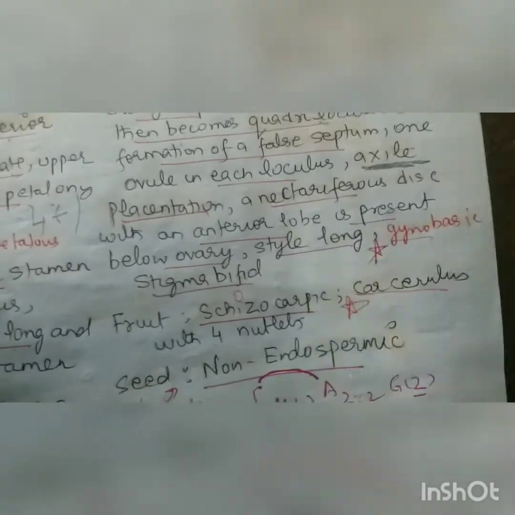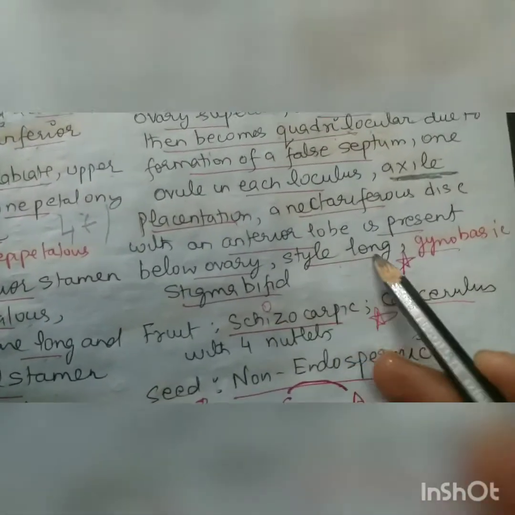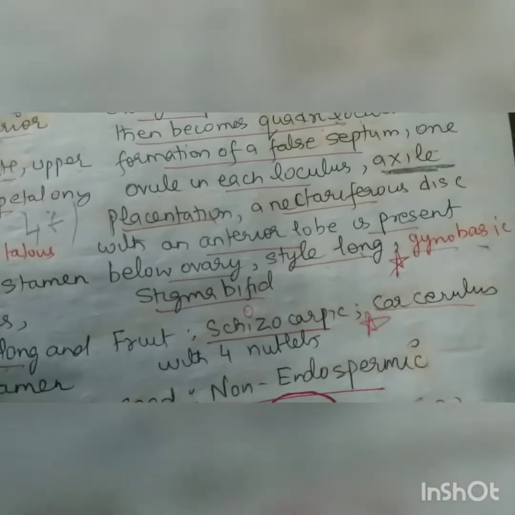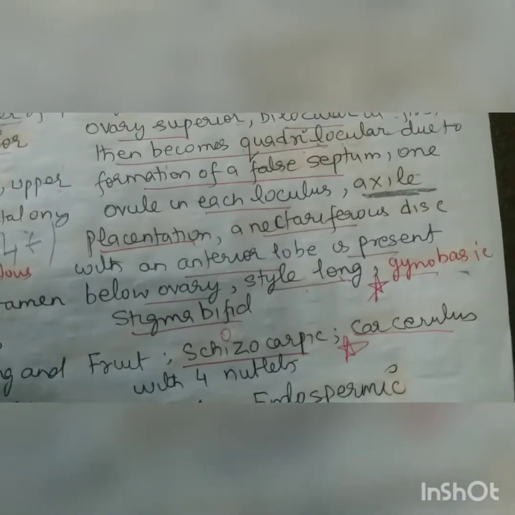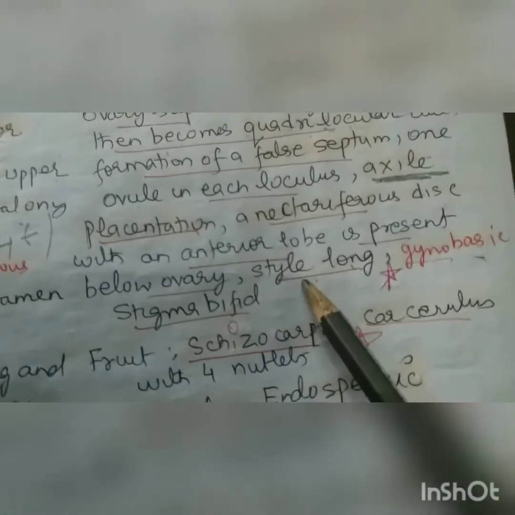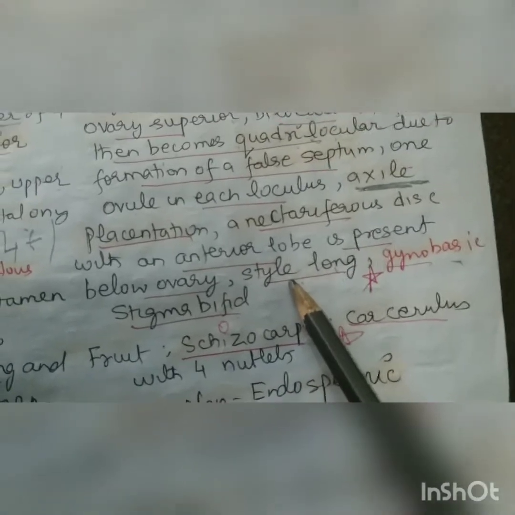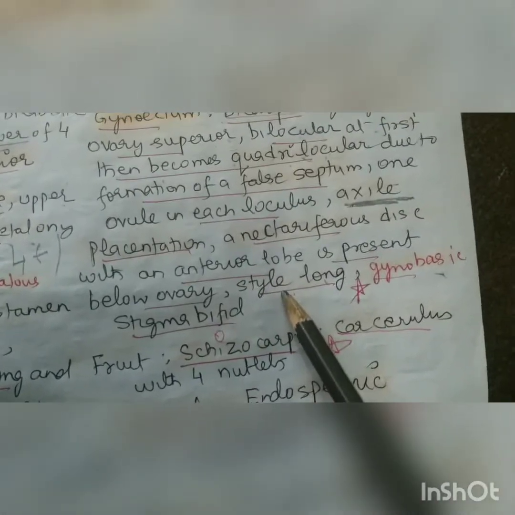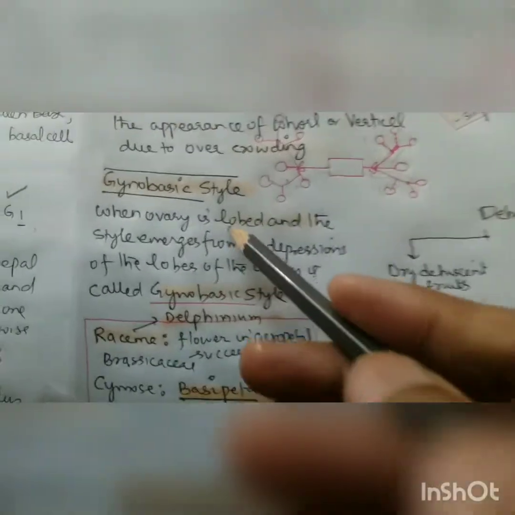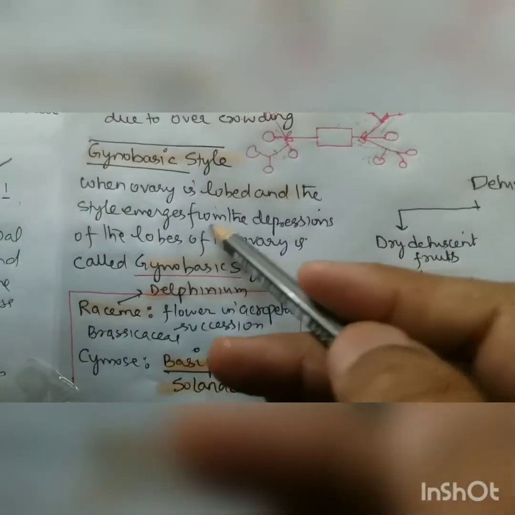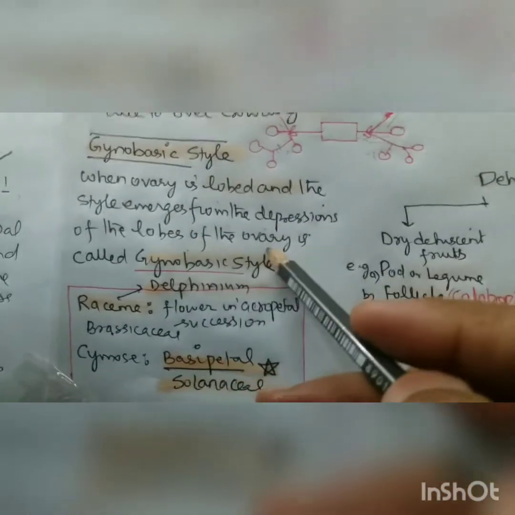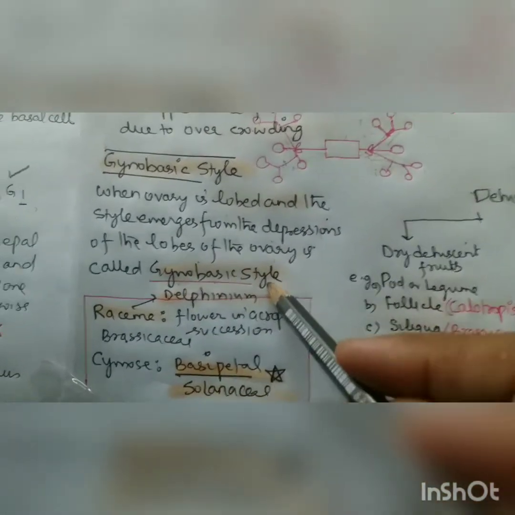Style is long and stigma bifid. Here style is long. It is gynobasic. So now I will tell you that in Brassica the style is short, right? I will show you in a moment. So what is gynobasic? Gynobasic is when the ovary is lobed and the style emerges from the depression of the lobes. It is called gynobasic, right?